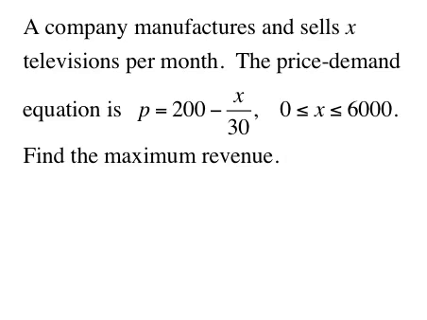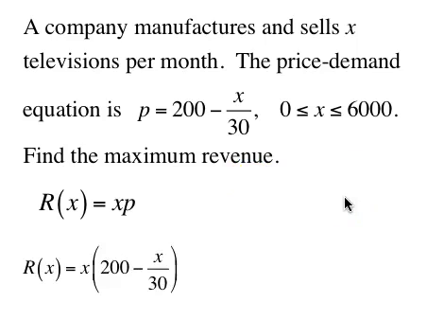Our next question looks at a company manufacturing television sets, and we're given the price-demand equation of P equals 200 minus x over 30, and we're told that the domain on x is from 0 to 6,000. How do we find the maximum revenue? Revenue is the number of items times the price per item. Revenue is x times P. We have our function P up here, 200 minus x over 30. So revenue is x times (200 minus x over 30), distributing, 200x minus x squared over 30. And this is the function we want to optimize, maximize, to find the maximum revenue.